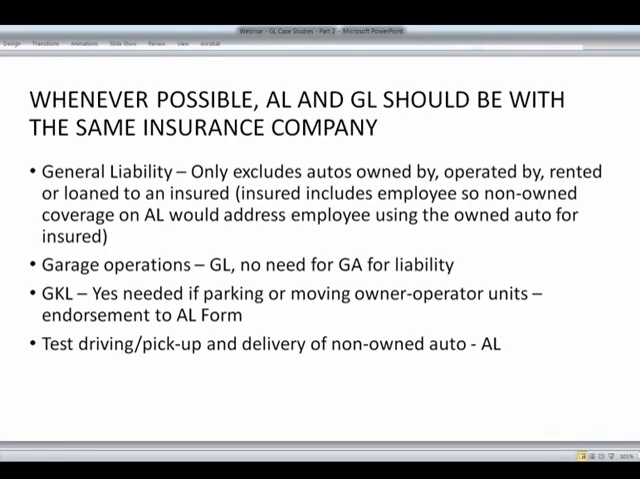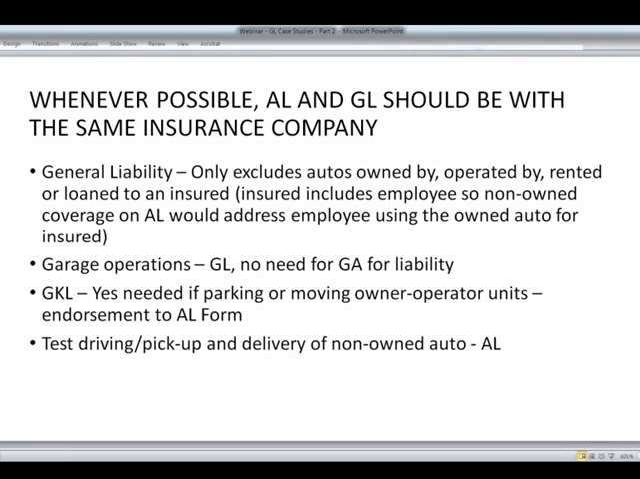Whenever possible, auto and GL should be written with the same insurance carrier. General liability only excludes autos owned by, operated, rented, or loaned to an insured. Insured includes employees, so non-owned coverage on auto form will address employees' use of non-owned autos. But other than the employees' non-owned autos, the general liability policy covers other non-owned exposures.